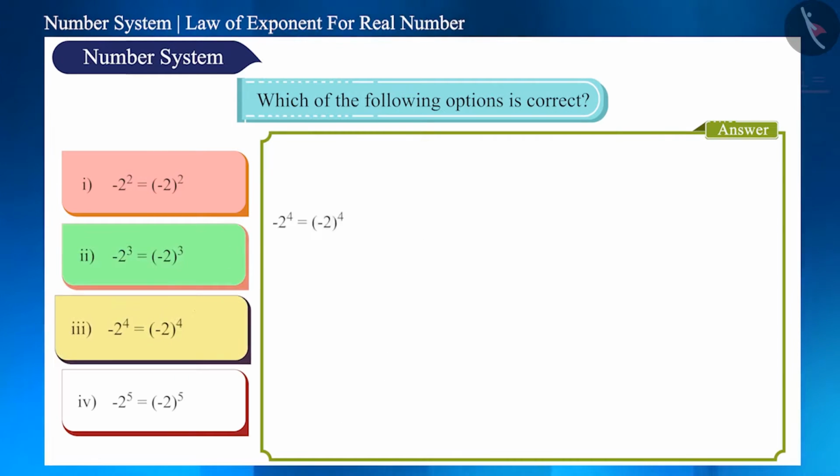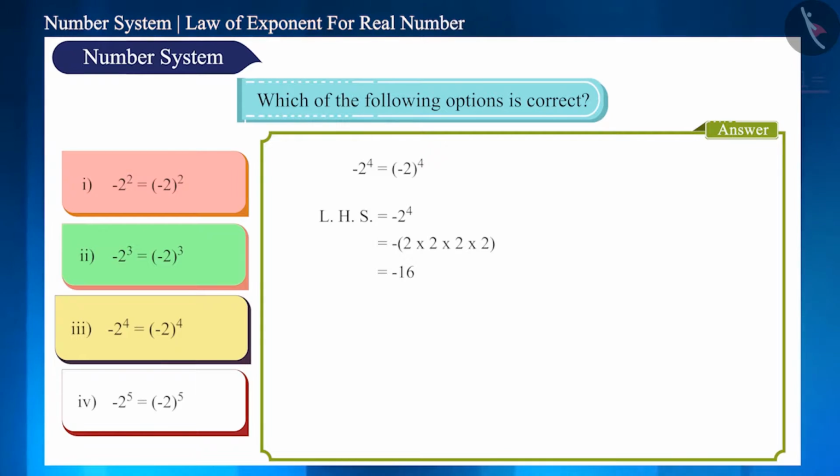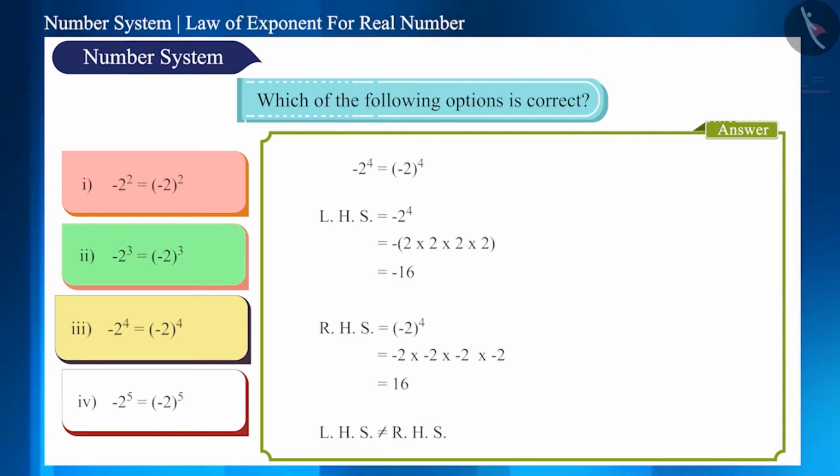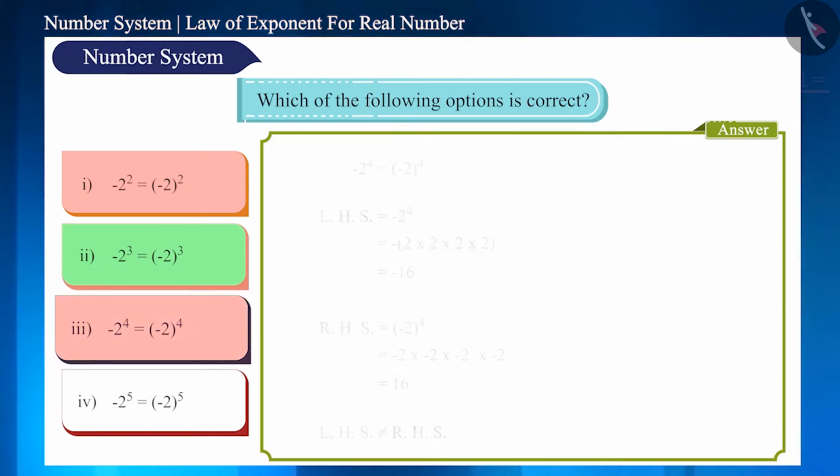In the third option, on the left side, the power of -2 is 4. Its value is -16. But on the right side, the power of -2 in bracket is 4 and its value is 16. Here the left hand side is not equal to the right hand side. So this option is incorrect.